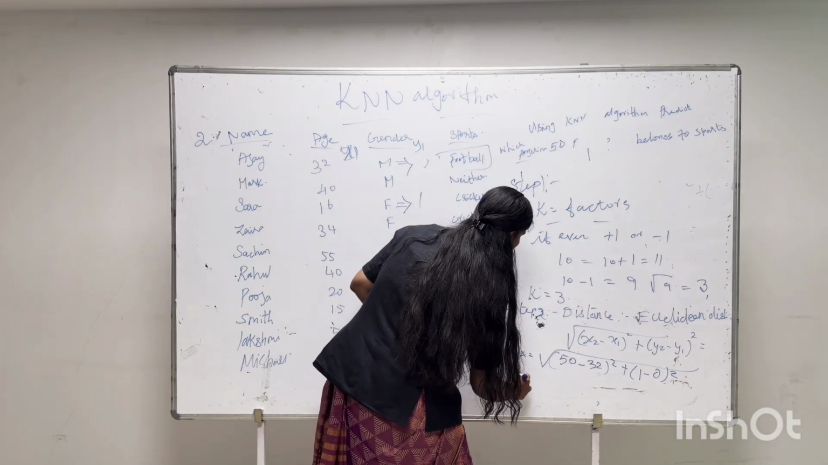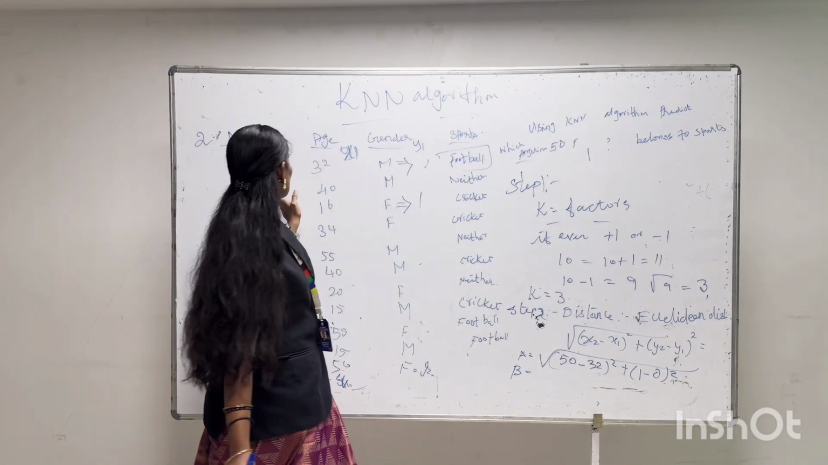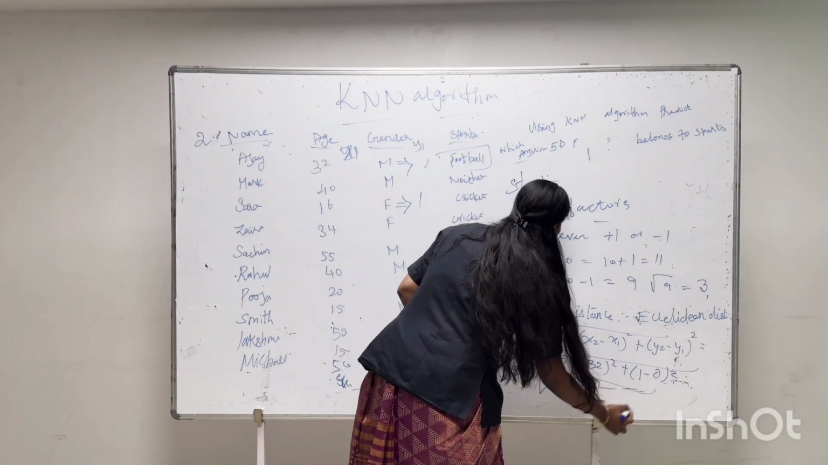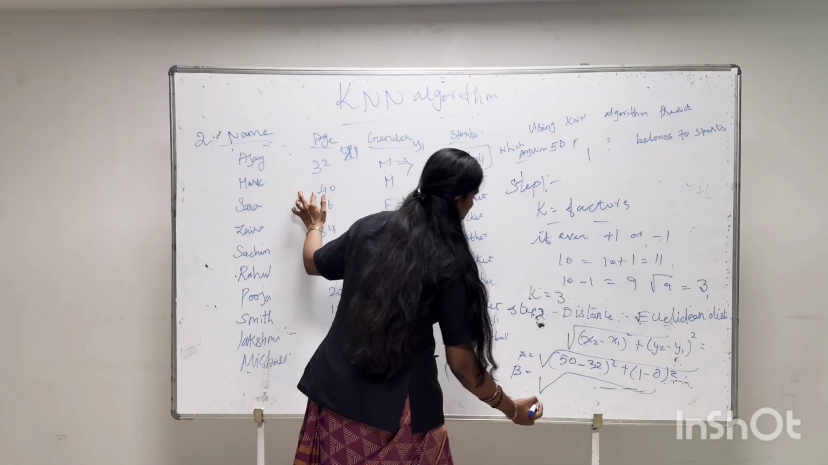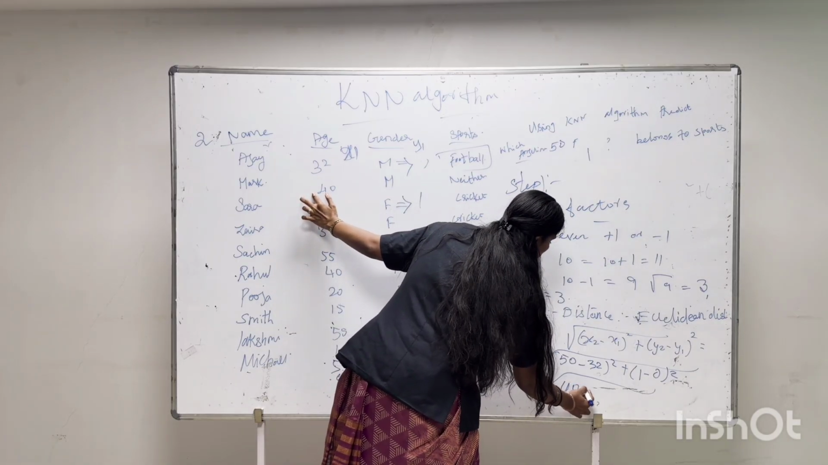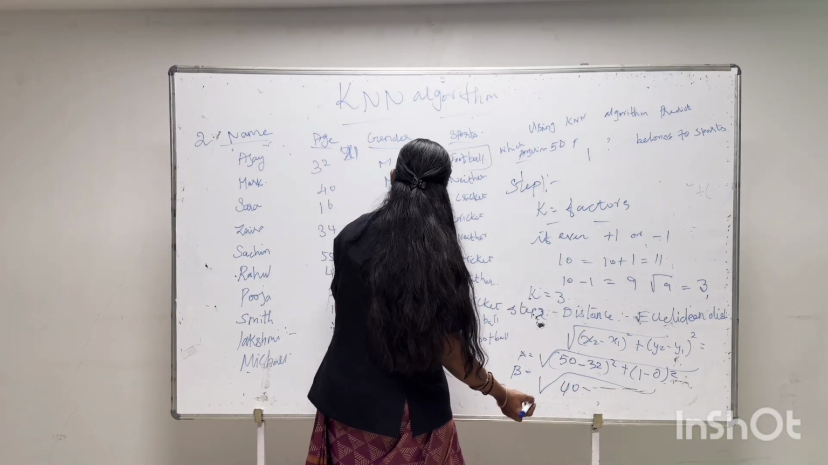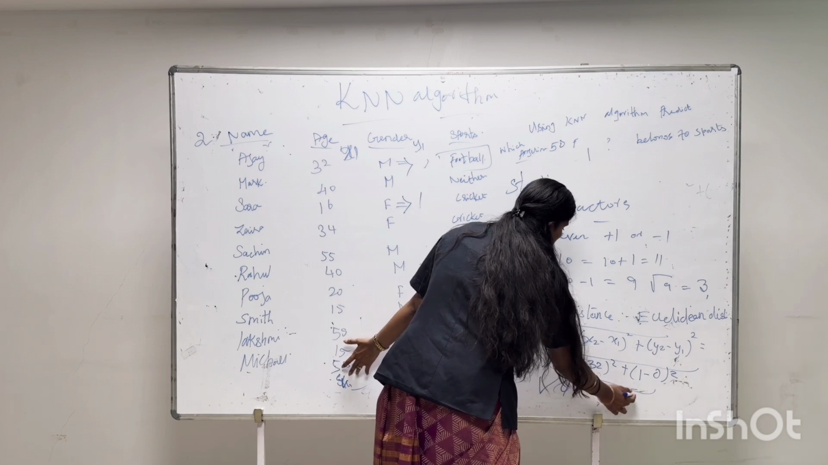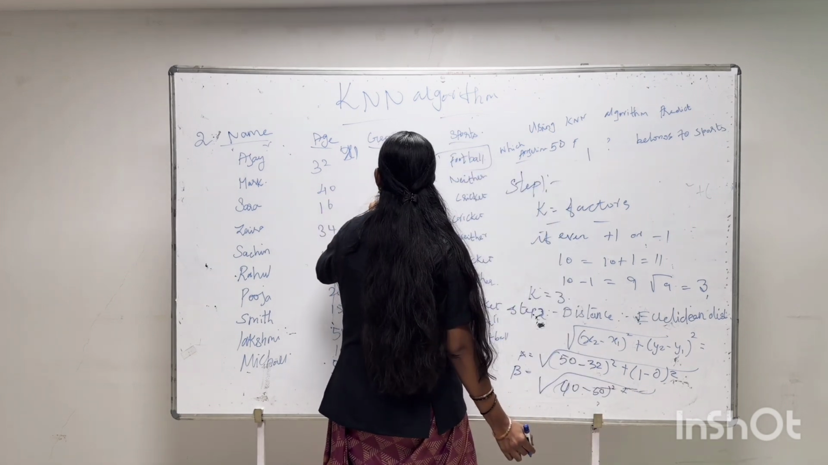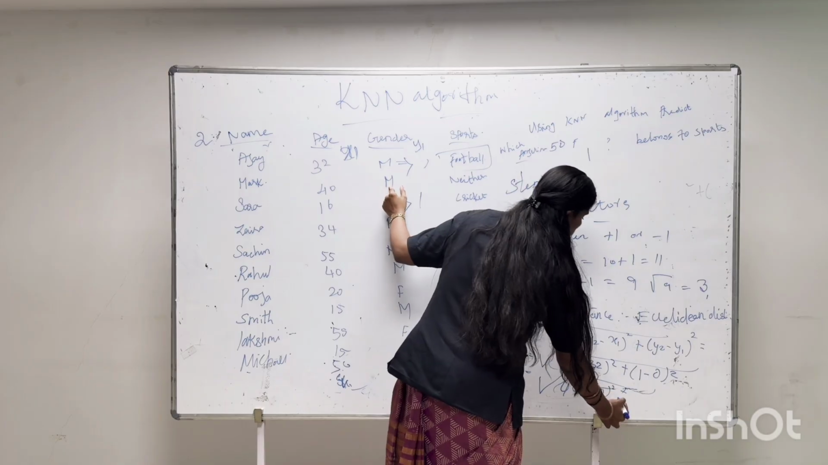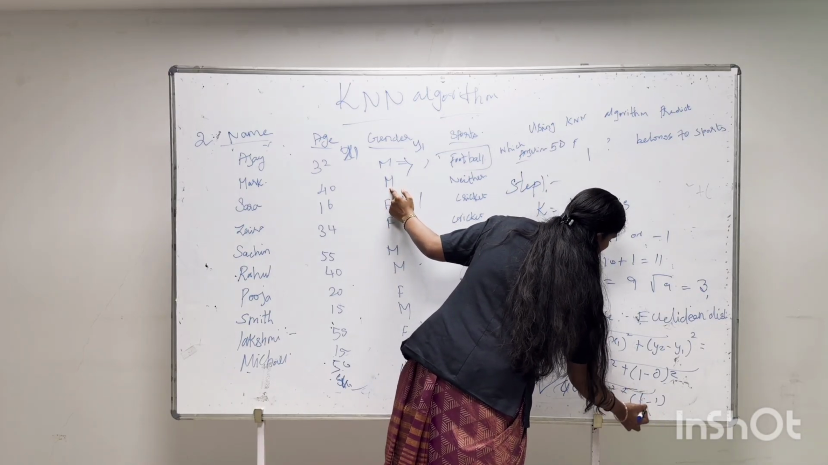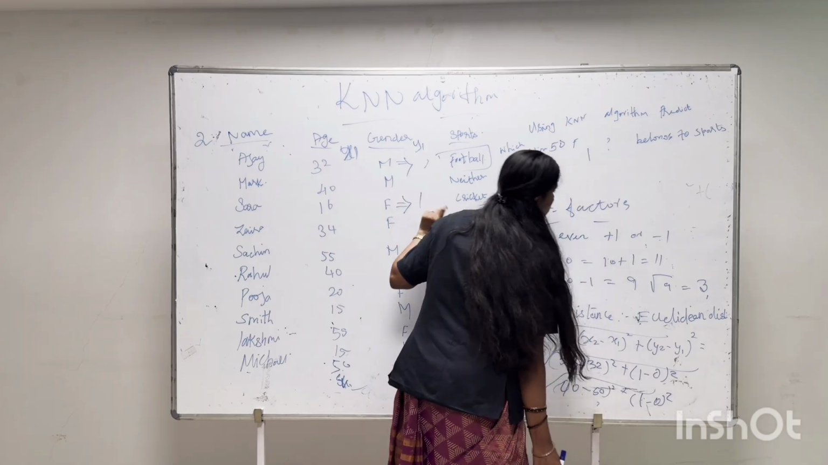So for second, we are going to calculate the age for Mark. The age for Mark is 40. 40 minus 50 whole square plus, for male, I have given 0 minus 1, female 1 and male 0, whole square.